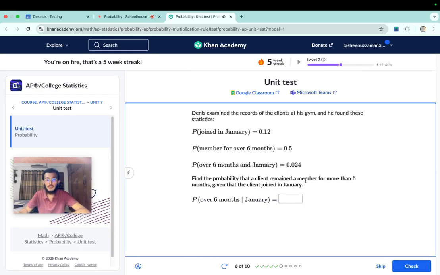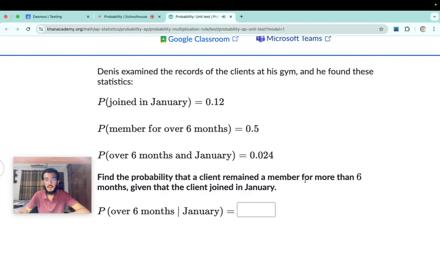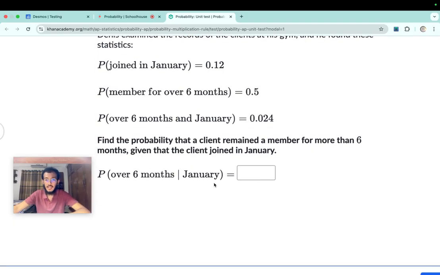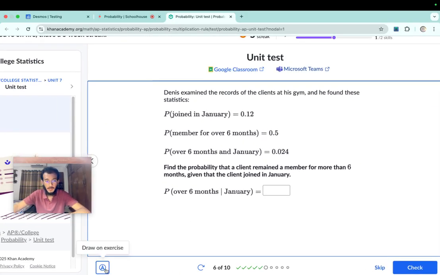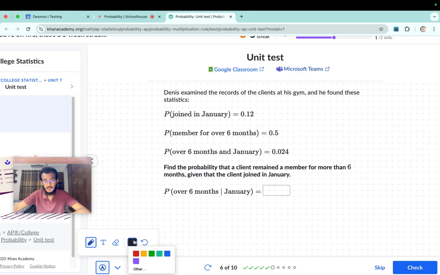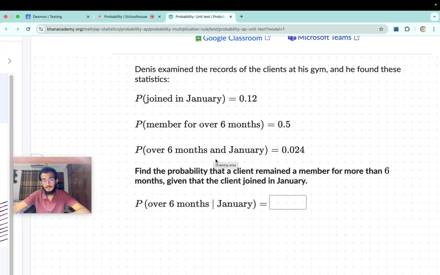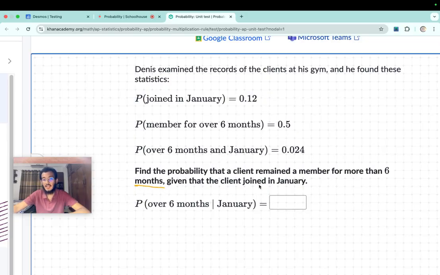All right. Dennis examined the records of the clients at his gym and he found these statistics. Probability joined in February, probability member for over 6 months, probability over 6 months and January. Now we're trying to find the probability that a client remained a member for more than 6 months, given that the client joined in January.